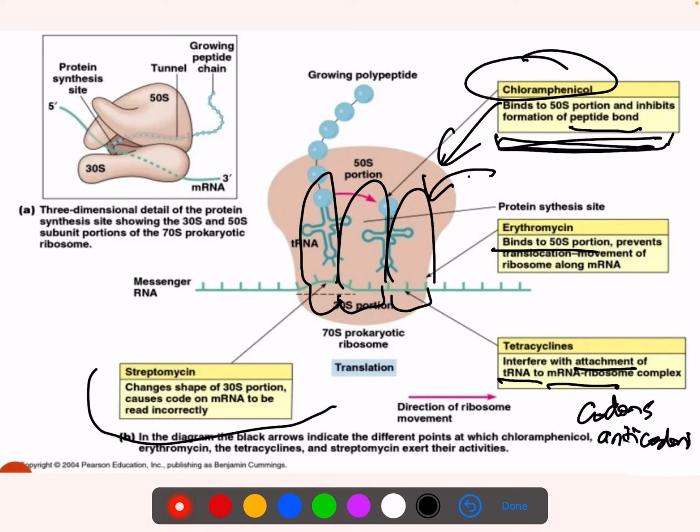And then finally we have streptomycin over here, and streptomycin binds to the smaller subunit, which is the 30S, and it is going to interfere with the mRNA being read. So that's just an overview of a couple of different types of antibiotics, and these are all antibiotics that are only targeting translation. Of course, there are antibiotics that target other things, but we're not going to go over all of those because there are a lot of different ones.